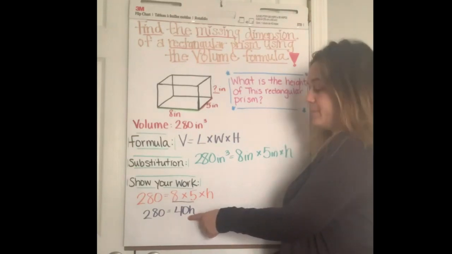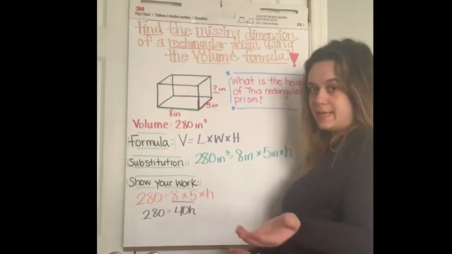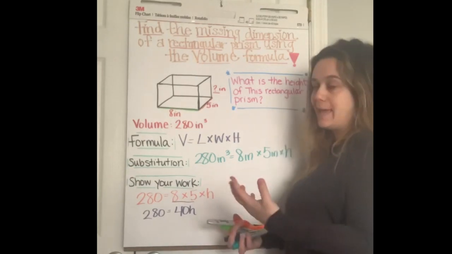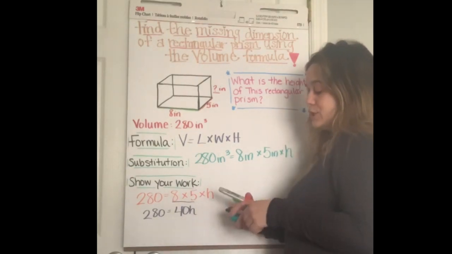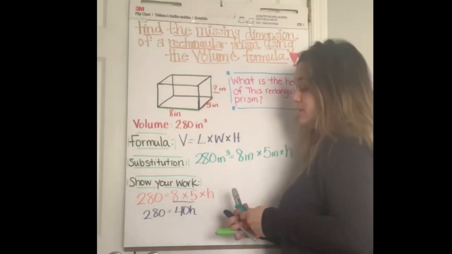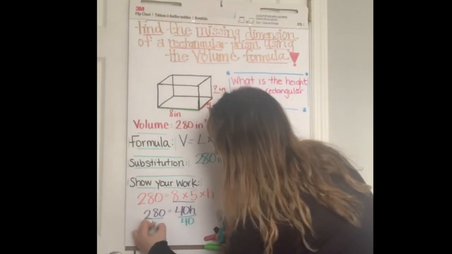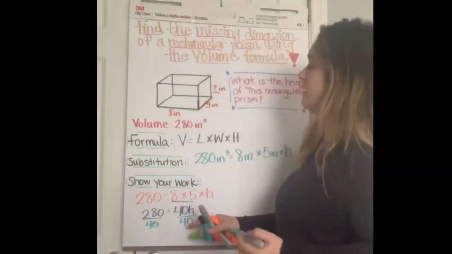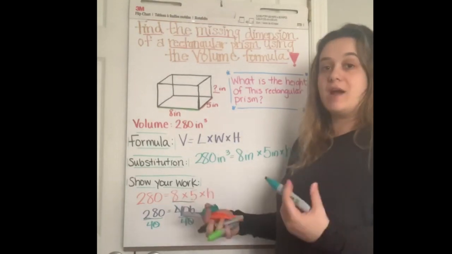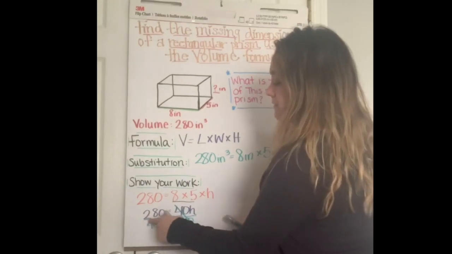So now, think about here, we have 40h. What operation is happening to h? It's multiplication. We are multiplying. That's what the formula is for volume. So, what operation undoes multiplication? It's division. So we're going to divide by 40 on both sides. 40 divided by 40 cancels out, and you're left with h. Remember, we have to isolate the variable, which in this case is h, because we want to find out what the height is. So you have 280 divided by 40.